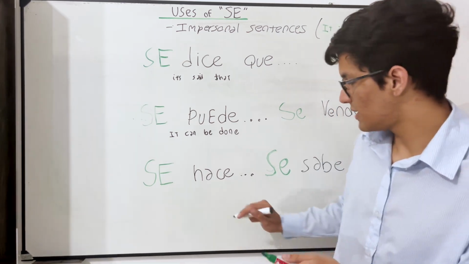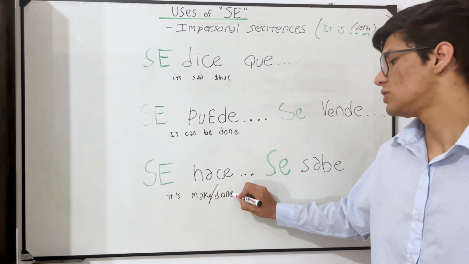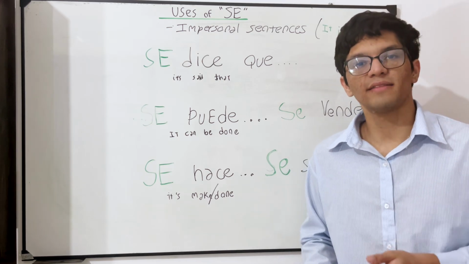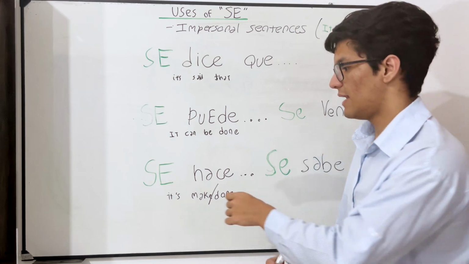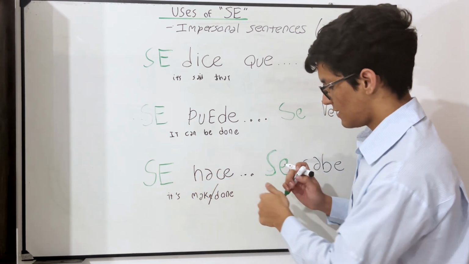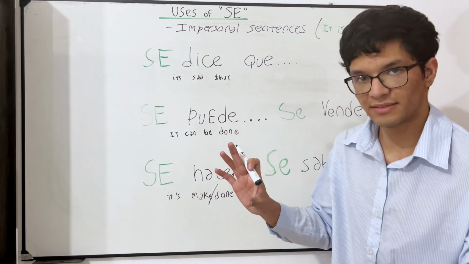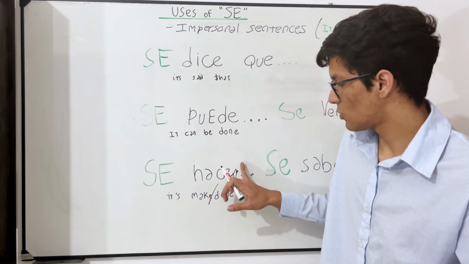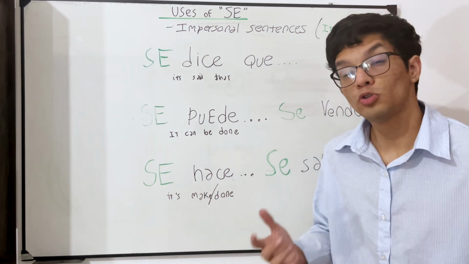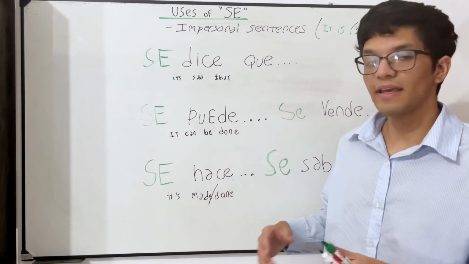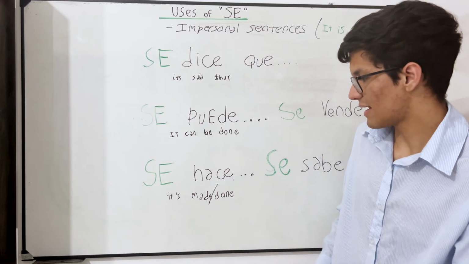Se hace. This one means it is made, or you can say done. For example, we can say, in United States, it is made Tesla cars. En Estados Unidos, se hacen, we add an n just because it is plural, because we are going to say cars, carros, autos. So we can say, en Estados Unidos se hacen los autos Tesla. In United States, it is made the Tesla cars, okay? Se hace.